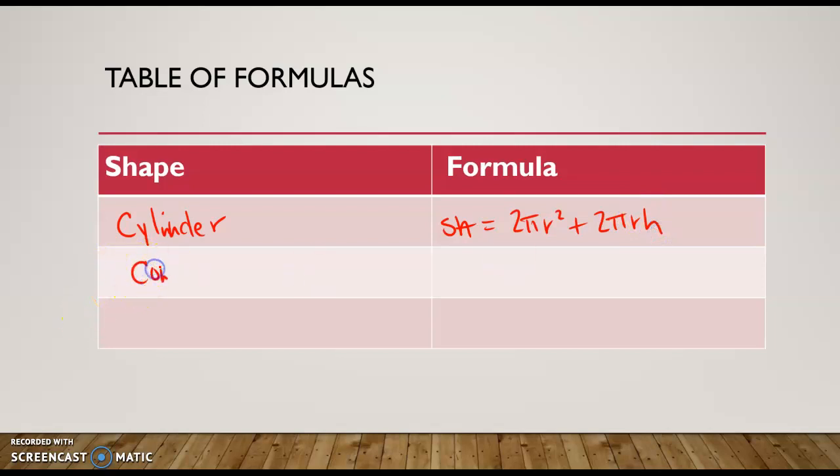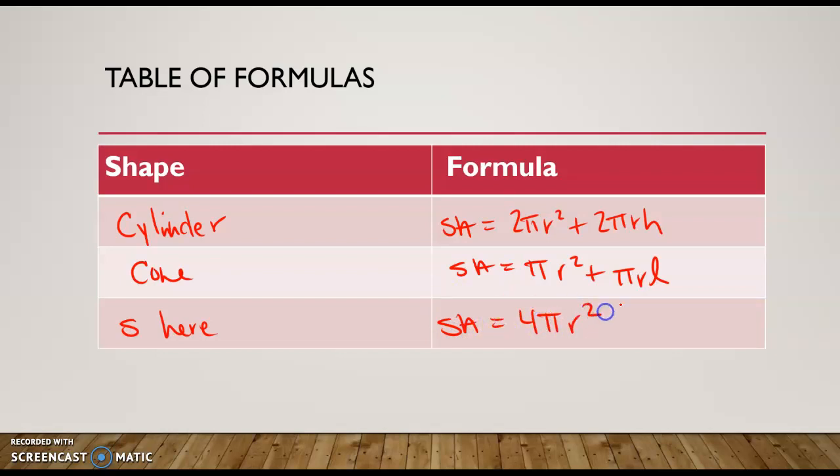Our cone surface area is pi r squared plus pi r slant height. And our sphere surface area is 4 pi r squared. And so those are our different formulas. Like I said, this is more just so that you have all three formulas in one place, and you don't have to go searching for all the different formulas in your notes.